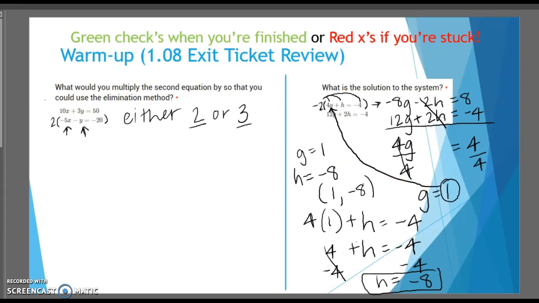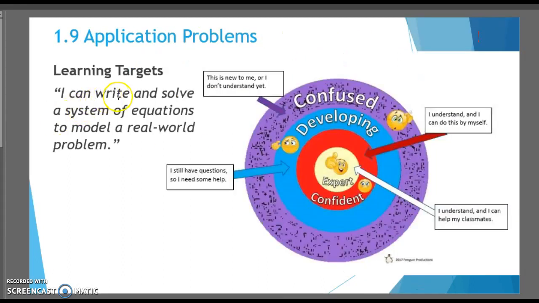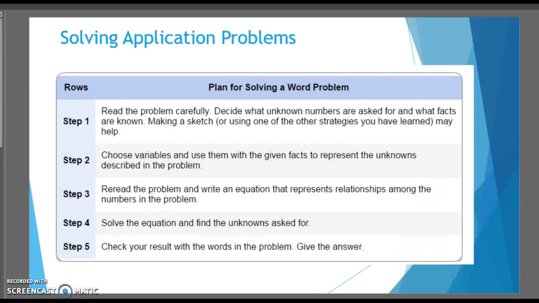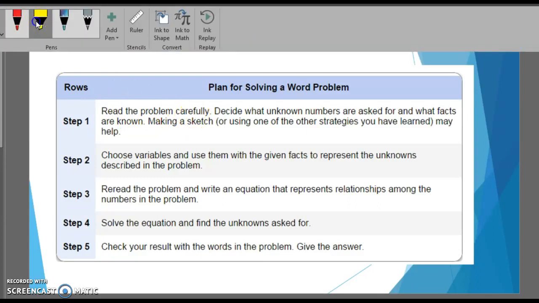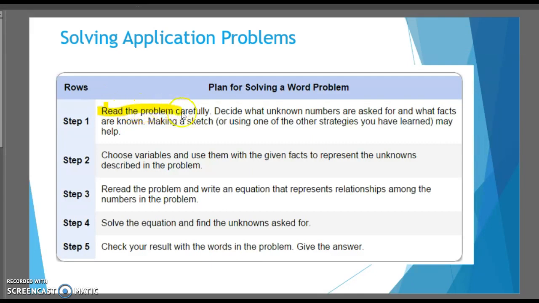Okay, so our learning target for today is: I can write and solve a system of equations to model a real-world problem. What we're going to do today is talk about strategies to solve a word problem using a system of equations. So here's a plan for solving a word problem. Step number 1, read the problem carefully. I cannot tell you enough how important it is to read the problem carefully. So many people struggle with word problems because they don't read the problem carefully.